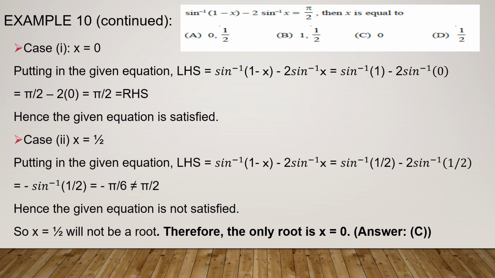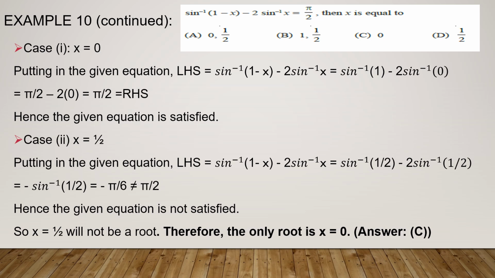Now the main part. You have got two values of x: x is equal to 0 and x is equal to half. Now if I put x is equal to 0 in the equation, the left hand side is sine inverse of 1 minus x minus 2 sine inverse of x. Put x equal to 0. So it is sine inverse of 1 minus 2 sine inverse of 0. Sine inverse of 1 is pi by 2, because sine pi by 2 is 1. And sine inverse of 0 is 0. So it is pi by 2 minus 2 into 0, which is equal to pi by 2. This is equal to your right hand side. So the equation is satisfied. x is equal to 0 is the correct value.